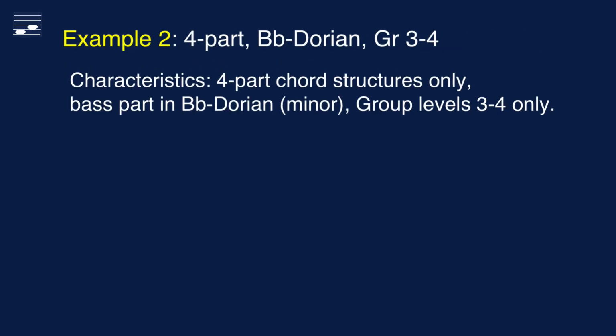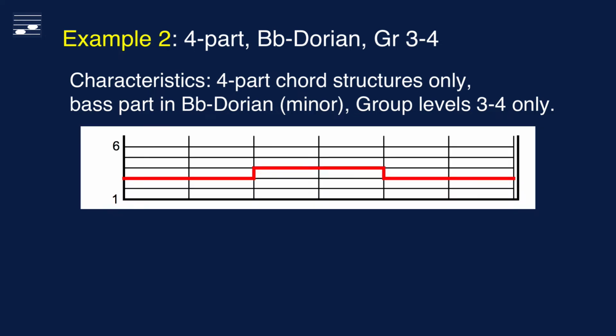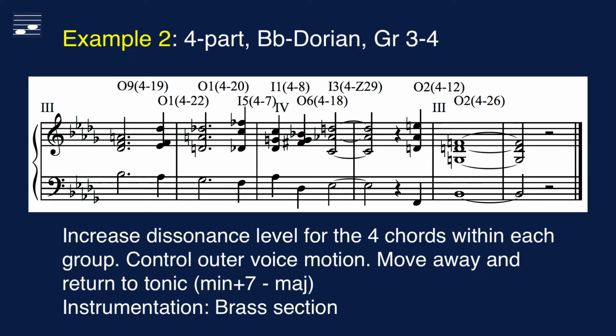In example 2, we again use 4-part sets only. And we start with the diatonic bass part in the B-Dorian minor mode. In the tension level curve we see group levels 3 and 4 only. We gradually increase the dissonance level for the 4 chords within each group. Use the set dissonance ranking discussed before. And we control the direction and interval relation of the outer voices.